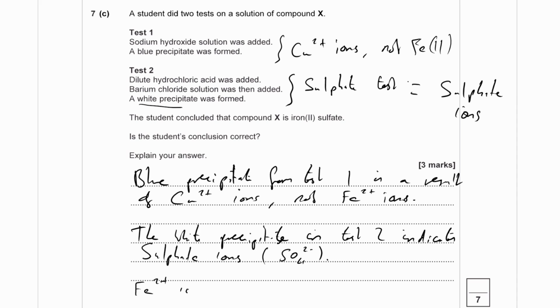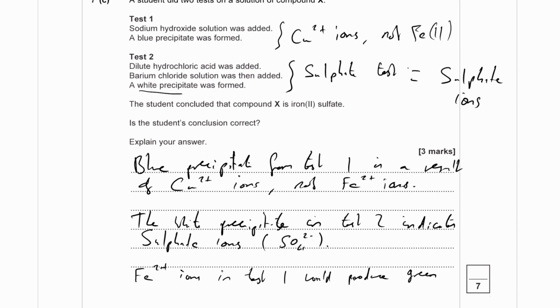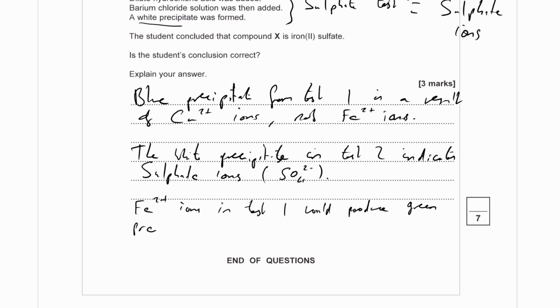Fe 2 plus ions in test 1 would produce a green precipitate. So let's say that the student is incorrect, and I might even say X equals copper sulfate. And then that is more than enough for those 3 marks.